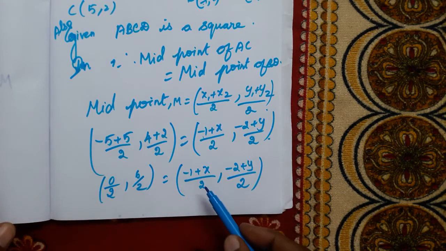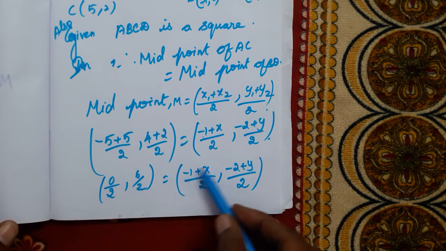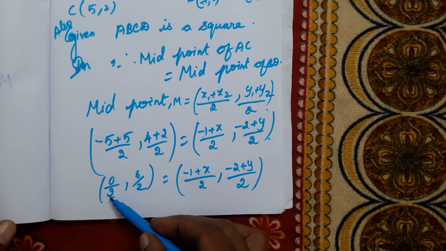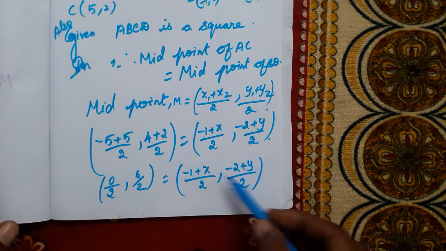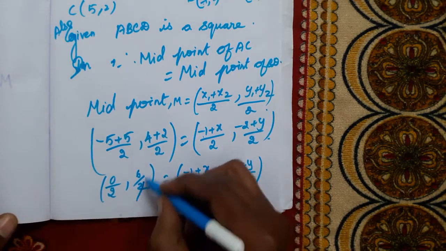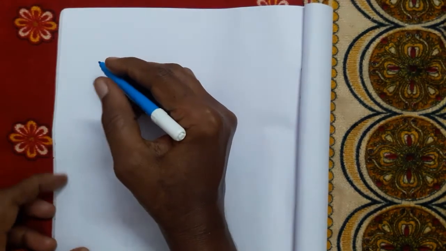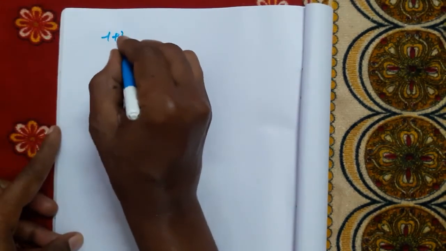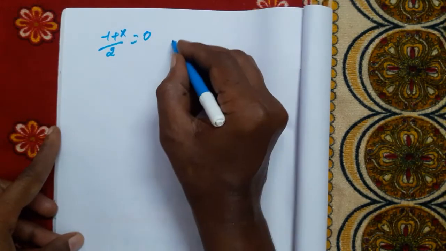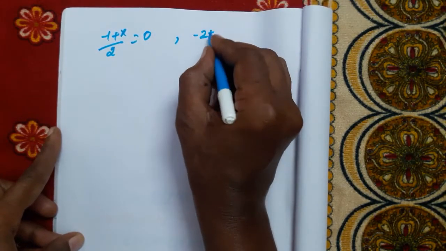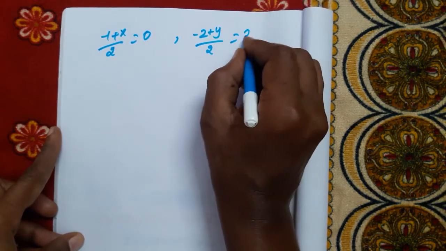Then when we are equating the x and y coordinates, what will we get? Minus 1 plus x by 2 is equal to 0. Next, minus 2 plus y by 2 is equal to 6 by 2, which means 3. Listen, from this we can get minus 1 plus x by 2 is equal to 0, and minus 2 plus y by 2 is equal to 3.